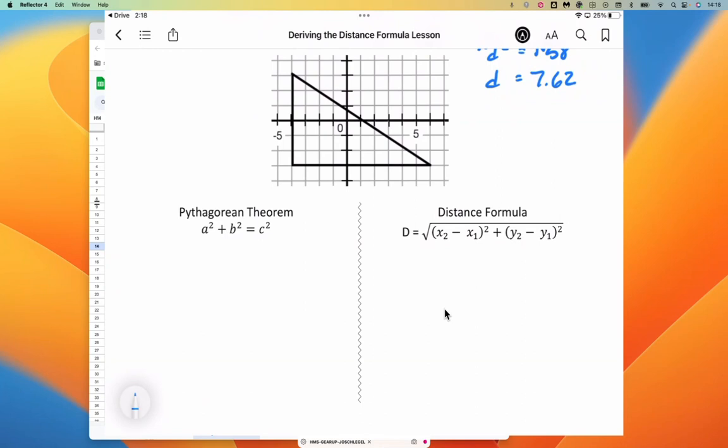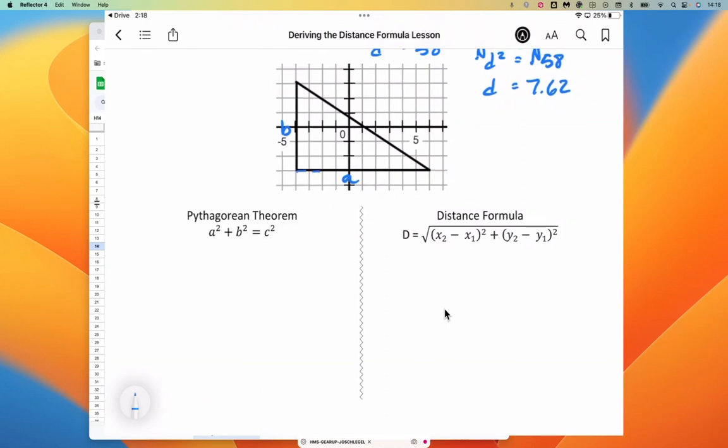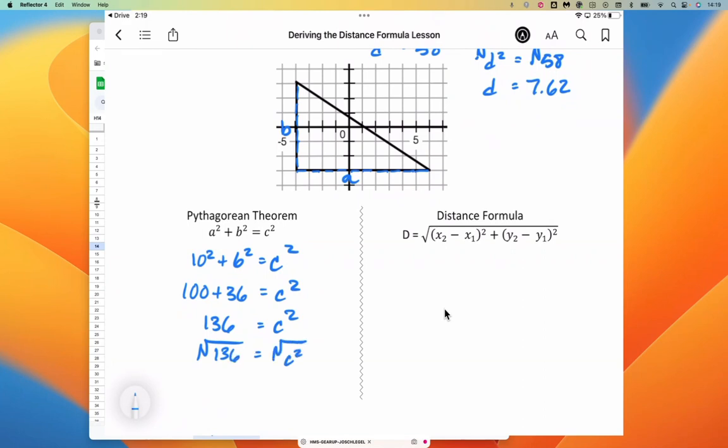So Pythagorean theorem for this one, we'll have A, we'll have B. And our A value is going to be 1, 2, 3, 4, 5, 6, 7, 8, 9, 10. So 10 squared. B value is 1, 2, 3, 4, 5, 6. 6 squared equals C squared. That's going to be 100 plus 36 equals C squared. And that's 136 is equal to C squared. Square root of 136, square root of C squared. Let's find the square root of 136. 11.66.